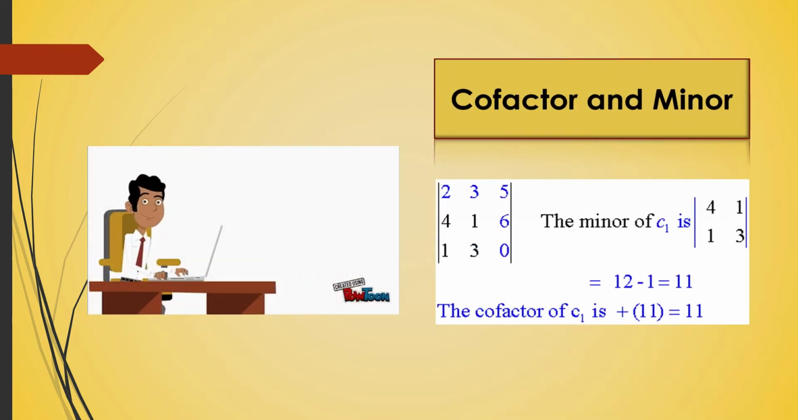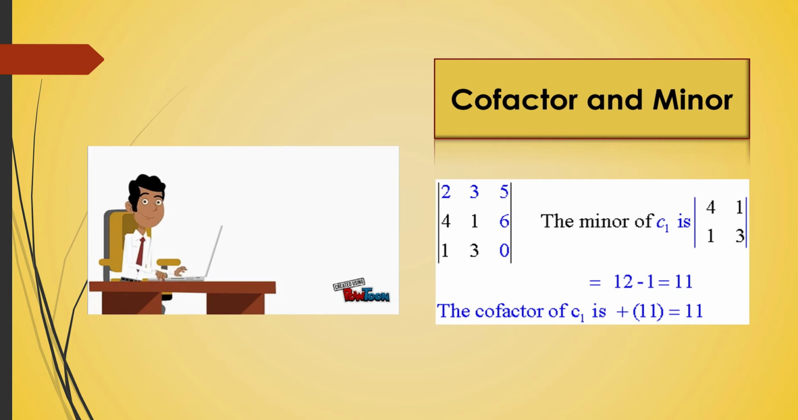Minor. By minor of an element of a determinant, we mean the sub-square determinant of the given determinant in which the particular element does not exist. It is obtained by deleting the row and column on which the particular element lies. It is represented by Mij, which denotes the minor of an element in the ith row and jth column of the determinant. Its value is obtained by deducting the product of its non-leading diagonal elements from the product of its leading diagonal elements.